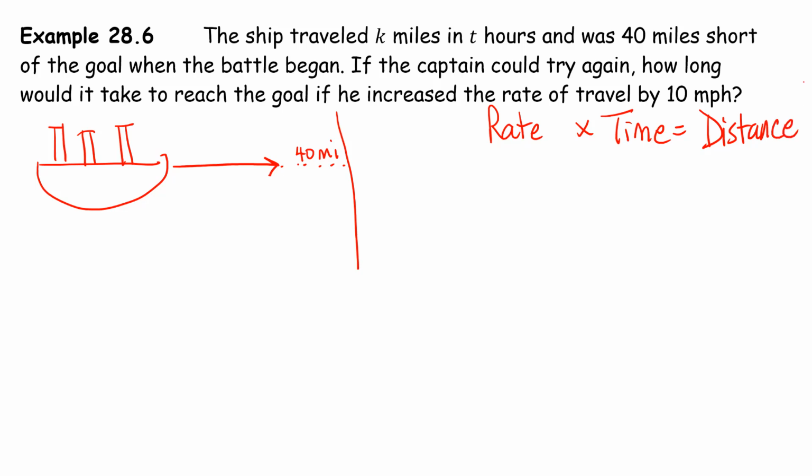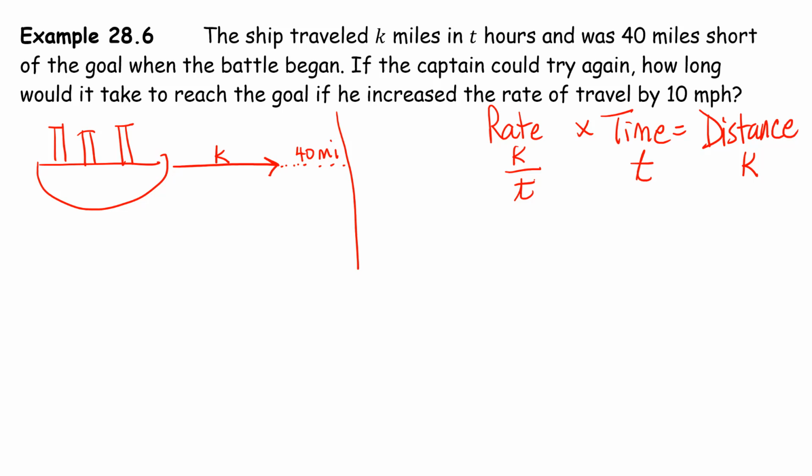So let's see what information they gave us. They said that it traveled k miles, that's the distance, in t hours, that's the time, and it was 40 miles short of the goal. So the k here is this distance, how far it went this first time. And the rate, they don't tell us what the rate is, so we can write the rate as distance divided by time. So k over t was that rate.